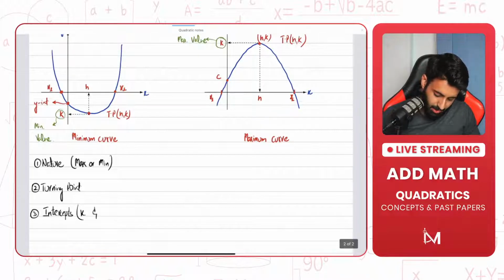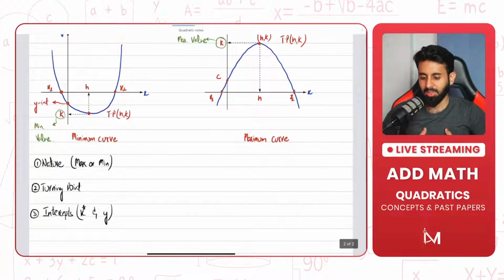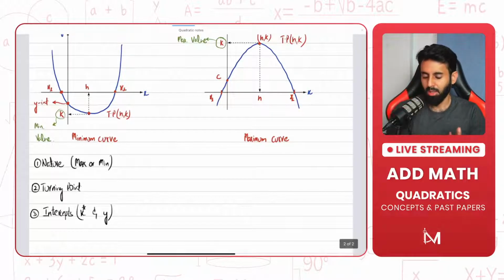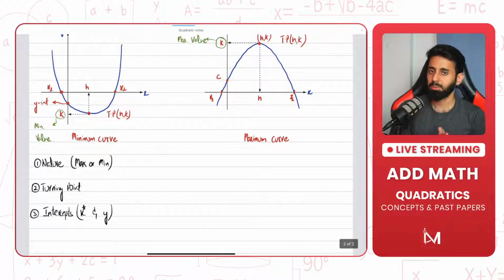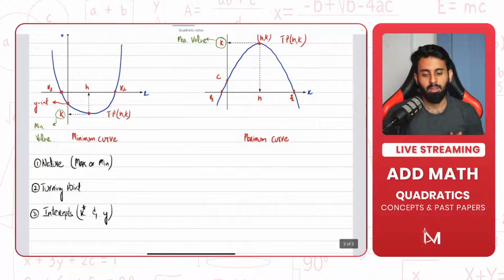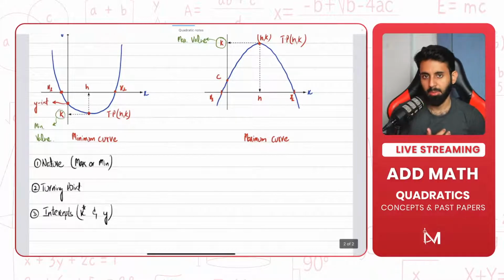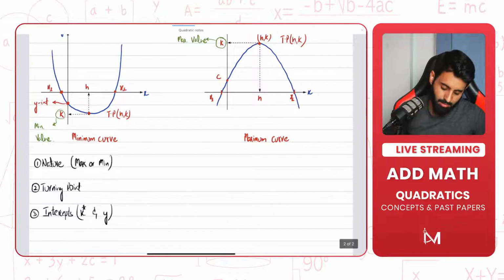Now, I'll put a star on x-intercepts. The reason is that a curve may not always have x-intercepts. It will definitely have a turning point. We're talking about a quadratic curve here. So a quadratic curve may not always have x-intercepts. It will definitely have a y-intercept, and it will definitely have a turning point.